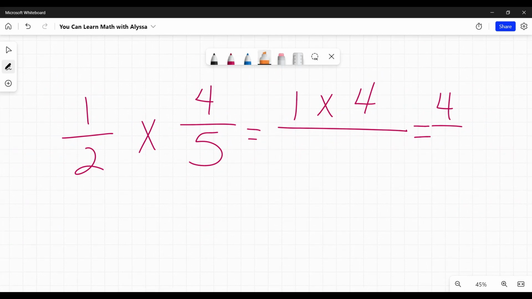And on our bottom, we have our two bottom numbers. Our technical terms are numerator and denominator. Just so we're all on the same page, I'm going to be calling them also top and bottom, just so we make sure we know which numbers we're talking about. So our bottom numbers are denominators. We have 2 times 5. Well, what's 2 times 5? It's 10. And that's it.